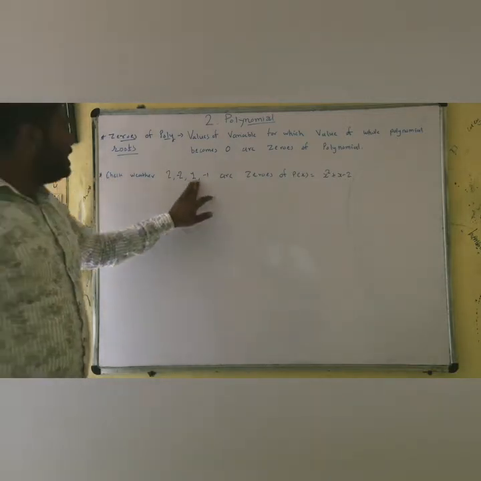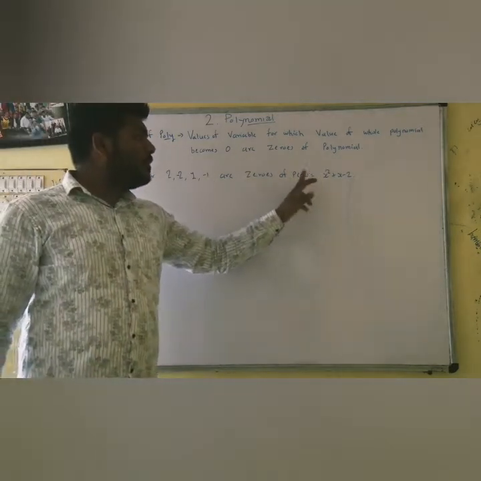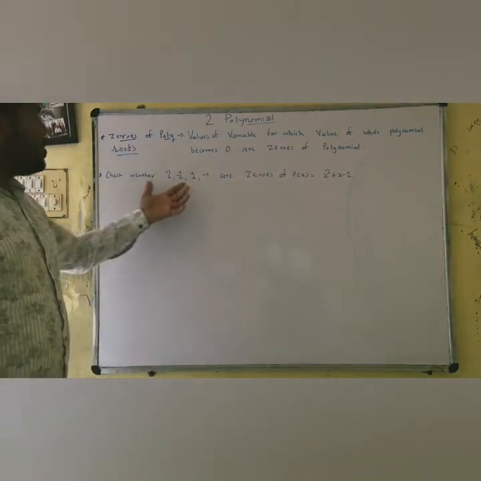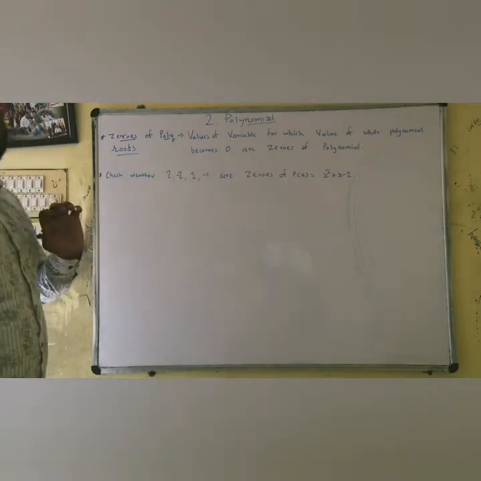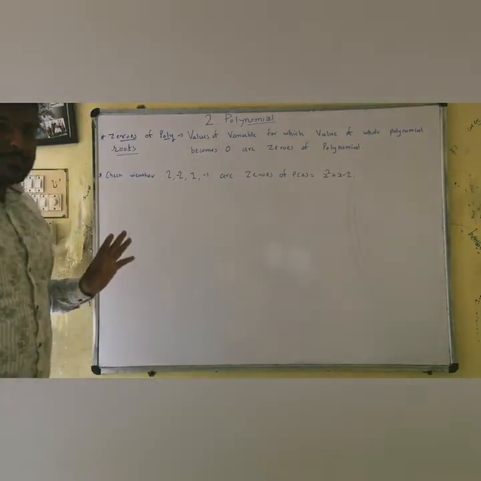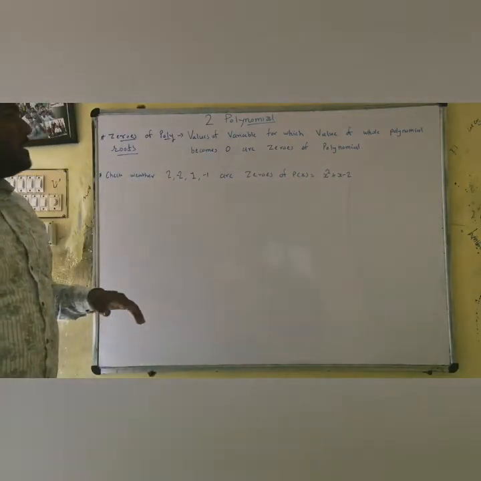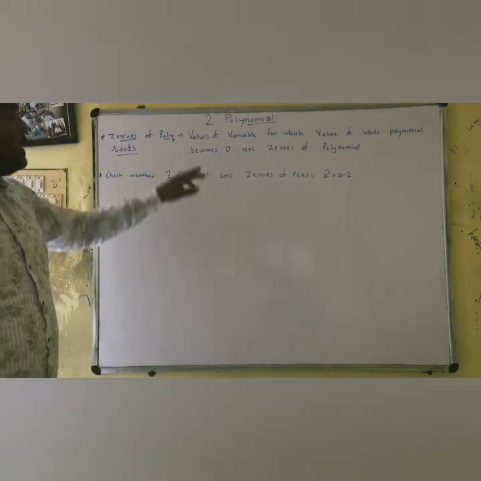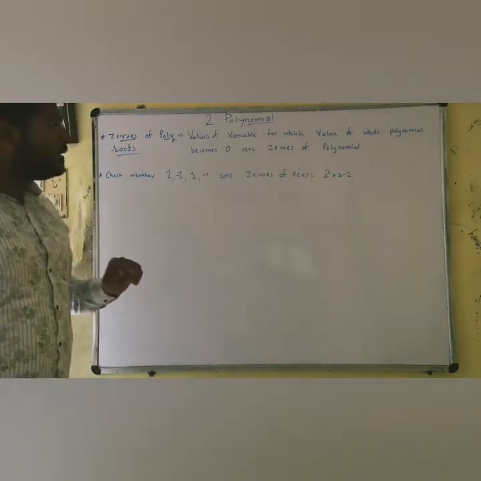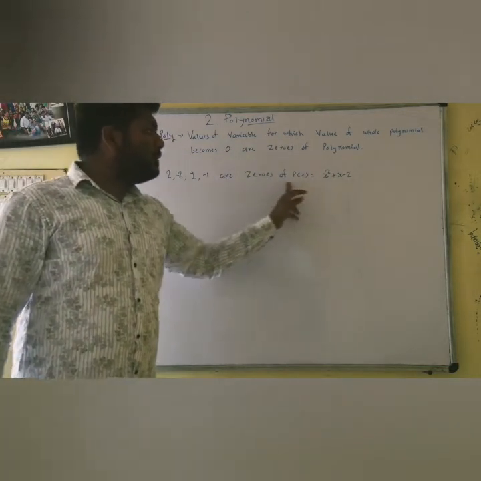Now, we have a question. Check whether these four, 2, minus 2, 1 and minus 1 are the zeros of p of x equals x square plus x minus 2. We need to check whether these all are zeros or not. Then what should you do? Put these values inside the polynomial. If you get the value of the whole polynomial as 0, then it is a zero. As we see in the definition, value of variable. These are the values of the variable for which the whole polynomial becomes 0.